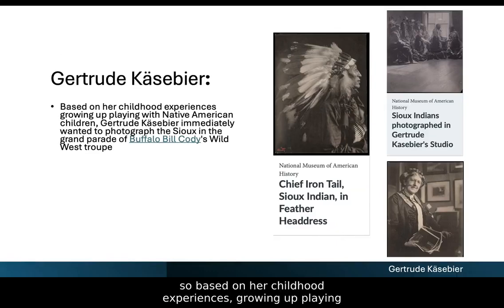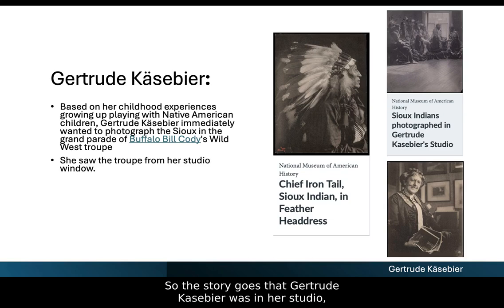Gertrude Kasebier. So based on her childhood experiences, growing up playing with Native American children, Gertrude Kasebier immediately wanted to photograph the Sioux Native American Indians in the Grand Parade of Buffalo Bill Cody's Wild West troupe. So the story goes that Gertrude Kasebier was in her photographic studio, where she ran her business in New York, and she looked out the window, and Buffalo Bill Cody ran a group of people, many of them Indians, called his Wild West troupe.